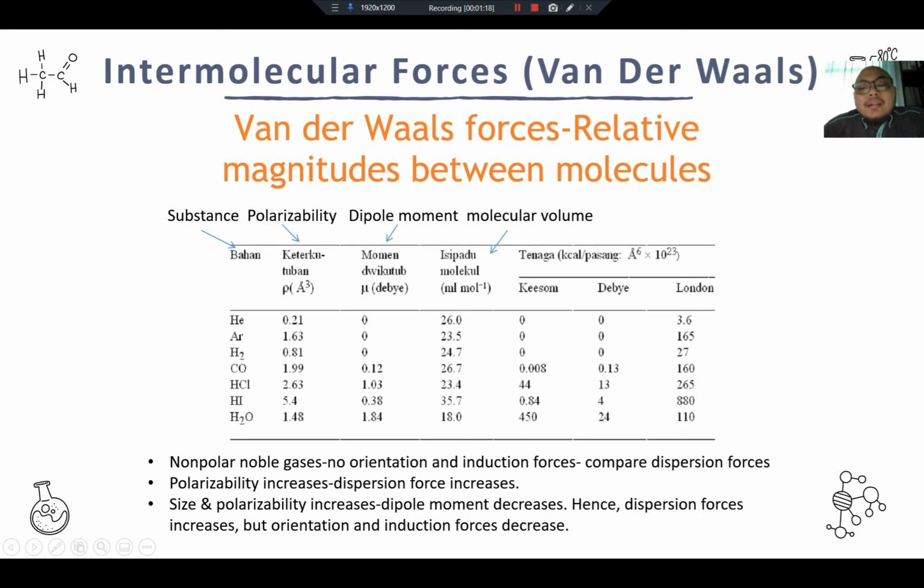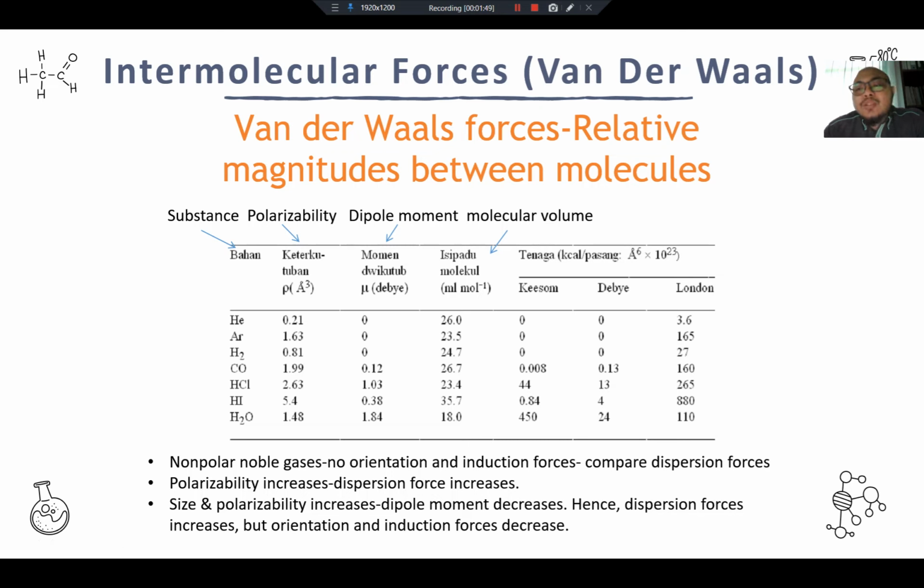Let's compare with a compound which is polar, for example CO, okay, 1.99. If you look over here, 1.99, it is quite a huge polarizability. It will definitely have a very huge London dispersion force. If you look over here, because the compound is polar, it will have a dipole moment of 0.12.